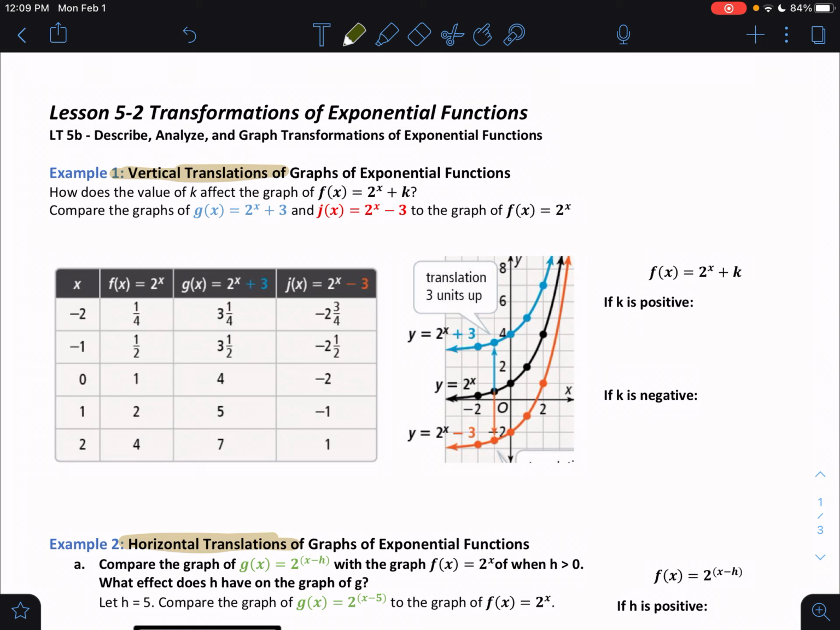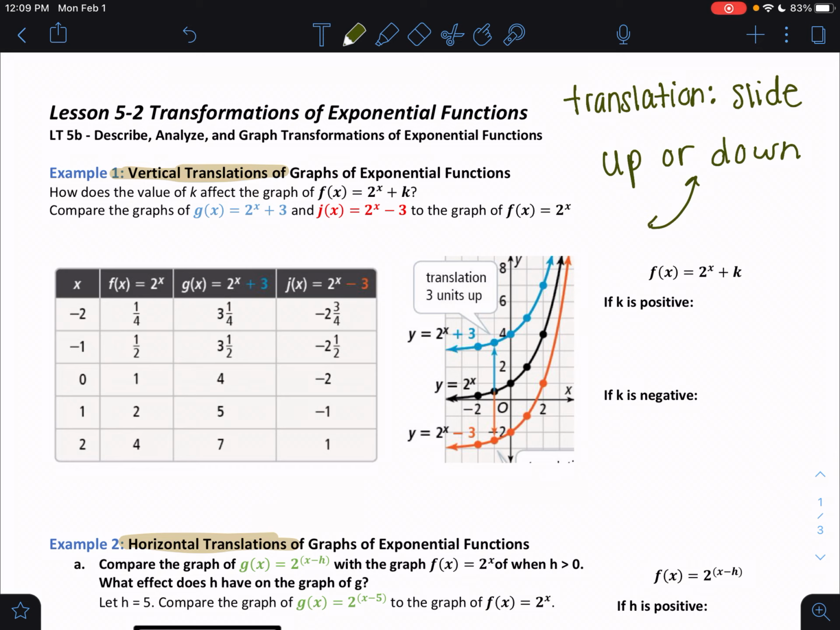The first thing that I want to define is translation. So you can write this up in the corner. A translation is essentially a slide. So it's moving something. It's going to slide the graph. And vertical translation specifically is going to slide it up or down. So you know how we had our exponential functions that looked like this? Well, now we're going to move it. We might move it up, and we might move it down, depending on the graph.